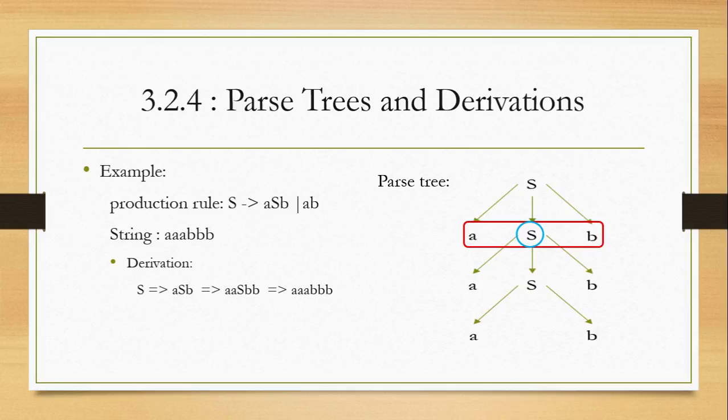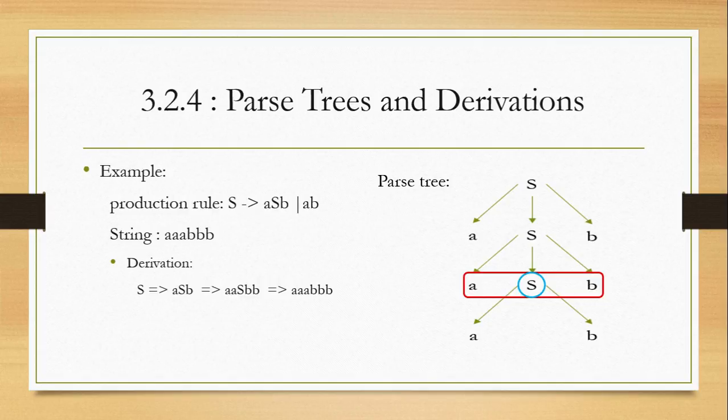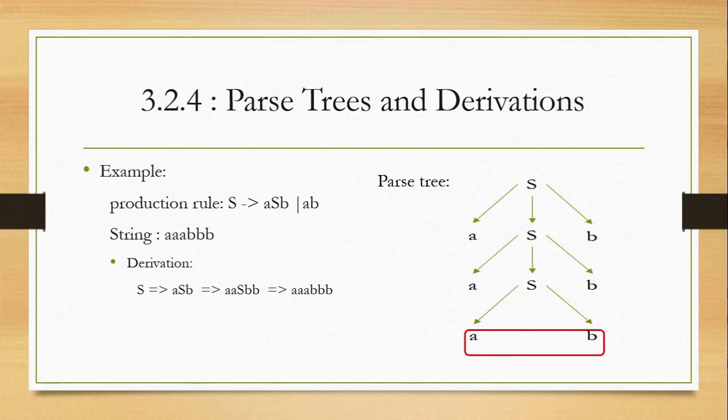In the parse tree, S derives ASB, so the mother node S will have the children nodes ASB. Then the non-terminal S will again be derived as ASB. Then applying the last rule, S derives AB, and we will have the string AAABBB.